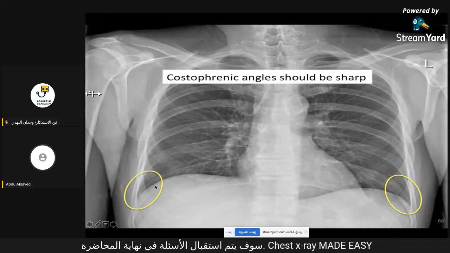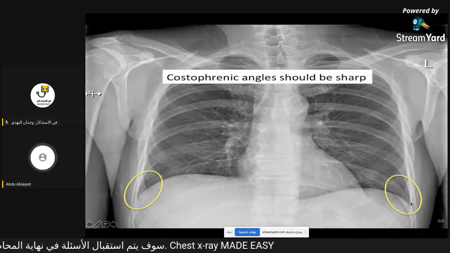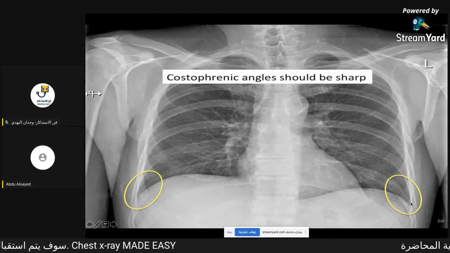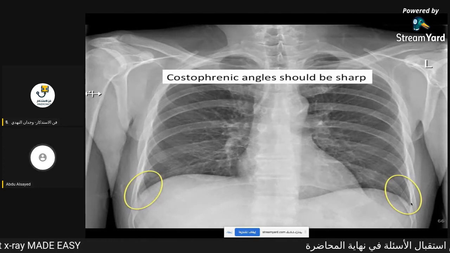This is a summary of what we have been talking about initially. This is a summary of everything.